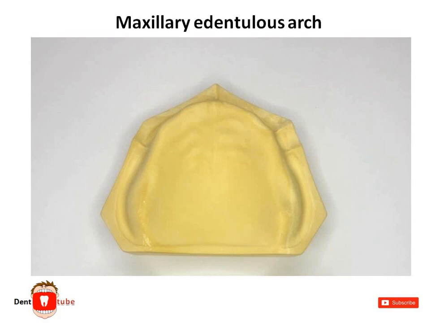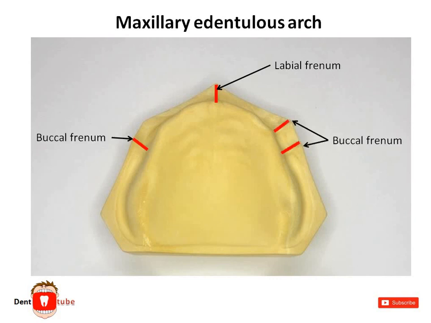A fibrous band that extends from the labial aspect of the residual ridge to the lip is known as labial frenum. Similar kind of structure that extends towards the cheek is known as buccal frenum.